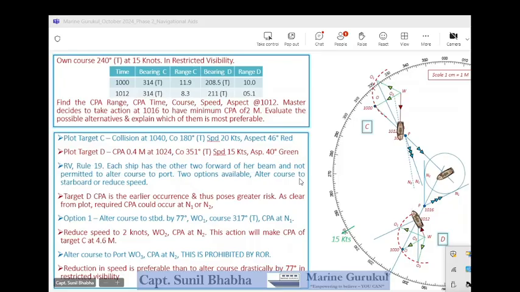Now if this angle comes more than 180 degrees, aspect cannot be more than 180. So if it comes more than 180, you subtract it from 360 and the lesser value which you get is the aspect. Okay, sir. Okay, beta. Great.